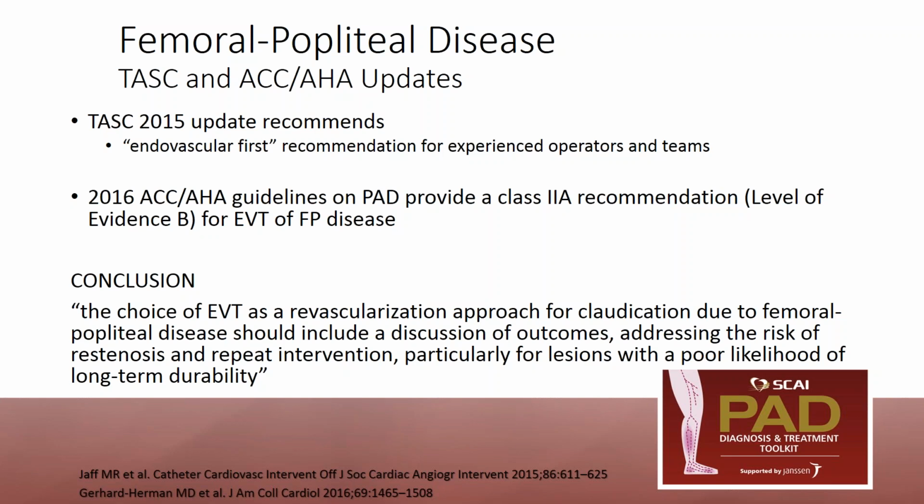The 2016 ACC/AHA guidelines provide a Class 2A recommendation. That's gone up from 2B in the past for endovascular therapy of femoral popliteal disease. Again, the conclusion as recommended by the 2016 ACC/AHA guidelines is that the choice of endovascular therapy as a revascularization for claudicants with FP disease really needs to involve a complex discussion. You need to have a sit-down discussion with the patient regarding outcomes, addressing the likelihood of restenosis, repeat intervention, particularly for lesions with poor likelihood of long-term durability.